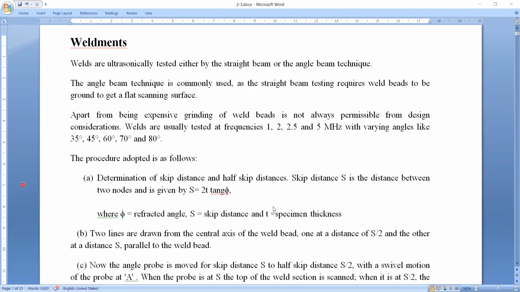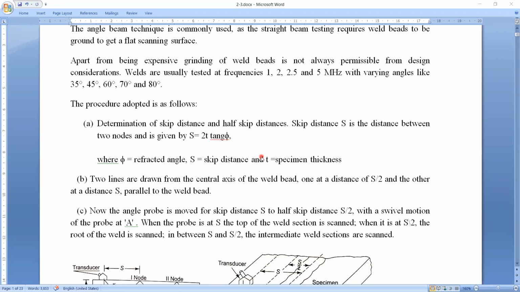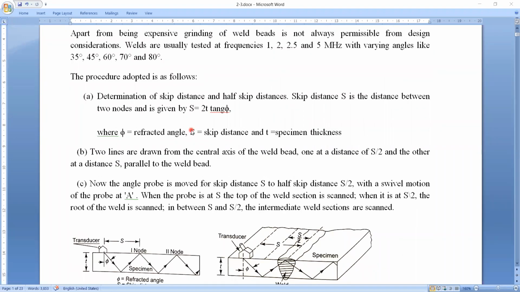And availability of the angle beam probe. Based on that, we are deciding which angle of projection, at the same time the frequency of the sound wave according to the application of the weldment. According to the weldment, we are selecting the frequency and the angle of incidence of sound waves into the material. Here now we see the procedure. The procedure adopted in the weld beds.